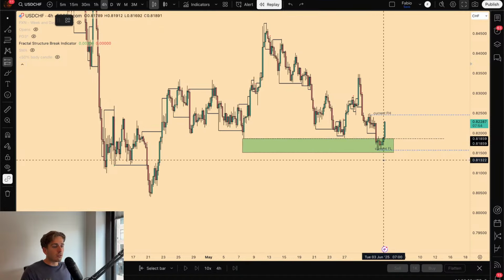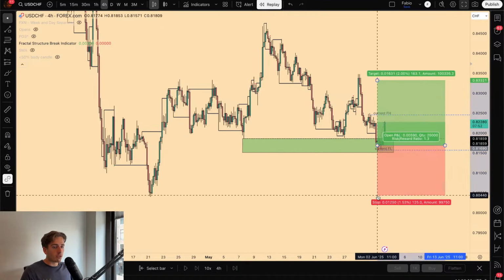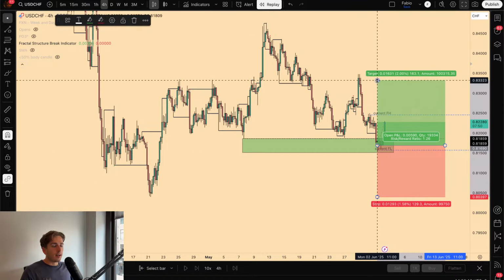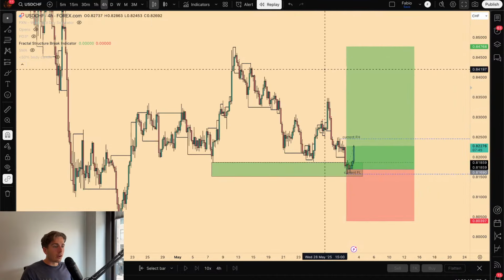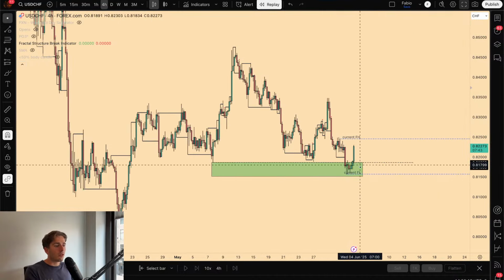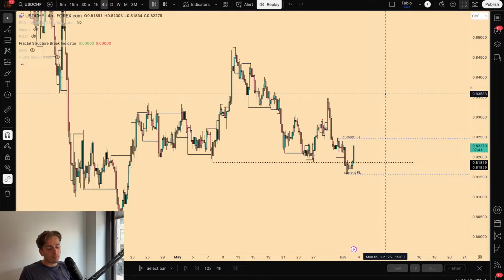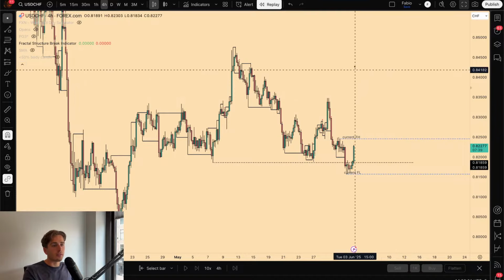Obviously within the green zone, you can just buy pretty much anywhere. Just put the stop loss underneath the lows over here. And then you would be up around 0.5%, and then you can just target a new higher high again. So I think dollar Swiss overall a good buy position. Also, I expect the Swiss franc to be weak.